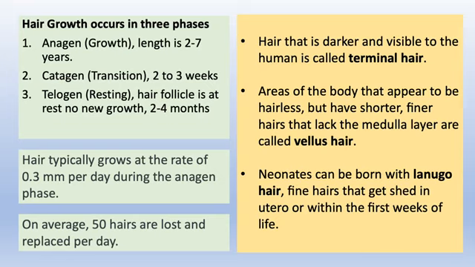Neonates can be born with lanugo hair. They are fine hairs that get shed in utero between 36 and 40 weeks, or sometimes within the first weeks of life, and they are replaced by vellus hair.